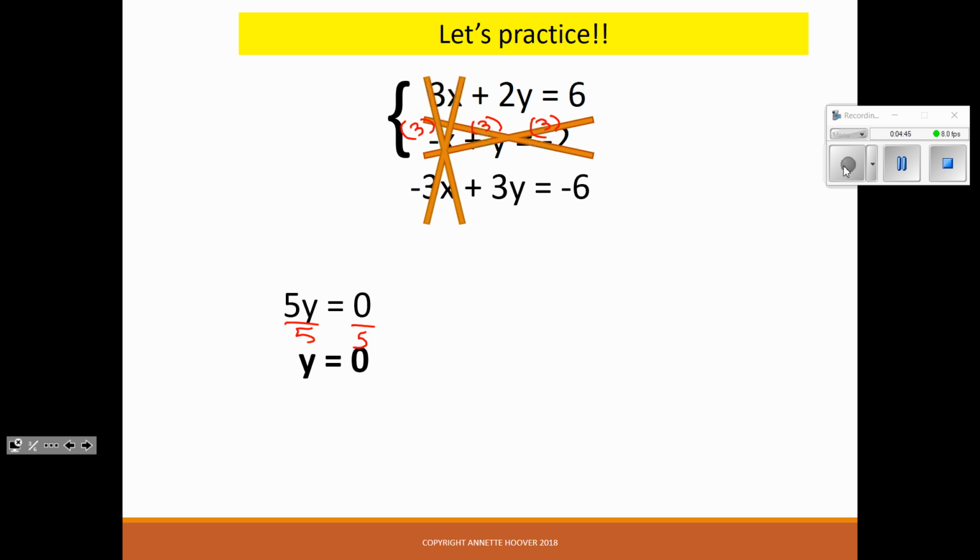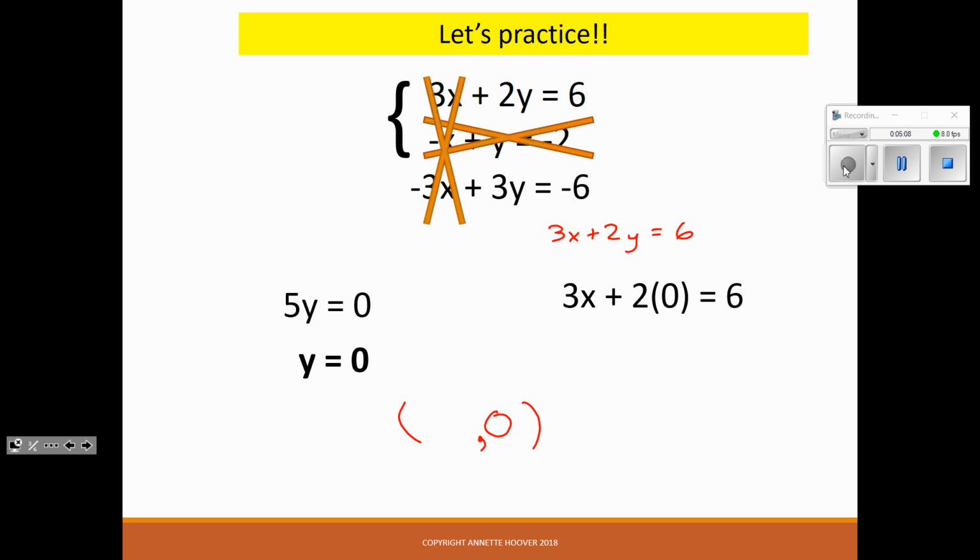Look, remember, we're looking for an ordered pair. So now we know the y of the ordered pair. We've got to plug 0 back in to one of the equations, either one of the first two or the one that you created. I chose to plug it into the first equation. It was 3x plus 2y equals 6.